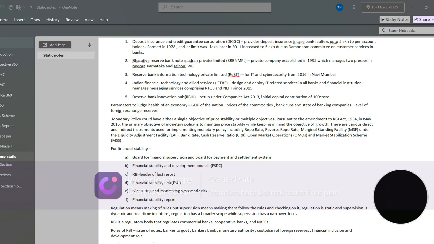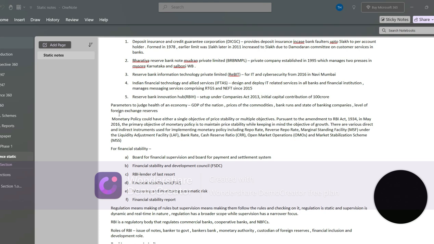That is all. Now, also, what is monetary policy? Monetary policy has an objective of price stability, and it also has many more objectives. But pursuant to the amendment of the RBI Act 1934 in May 2016, the primary objective was to maintain price stability while keeping in mind the objective of growth. Also, there are many instruments for implementing monetary policy: repo rate, reverse repo rate, marginal standing facility, liquidity adjustment facility, bank rate, cash reserve ratio, open market operations, and market stabilization scheme.